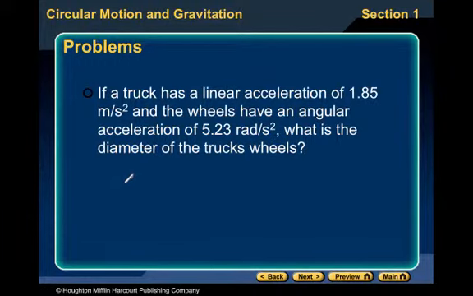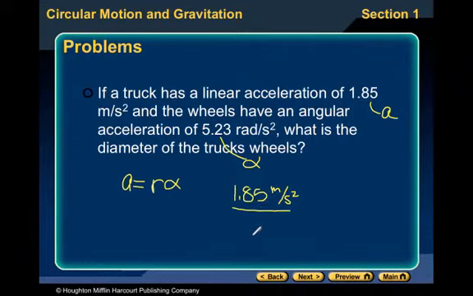Well, to correlate the linear and angular acceleration, we have a equals r alpha. What do we know? 1.85 is the linear acceleration, which is a. 5.23 is the angular acceleration, which is alpha. So we take 1.85 meters per second squared and divide by alpha, 5.23 radians per second squared.